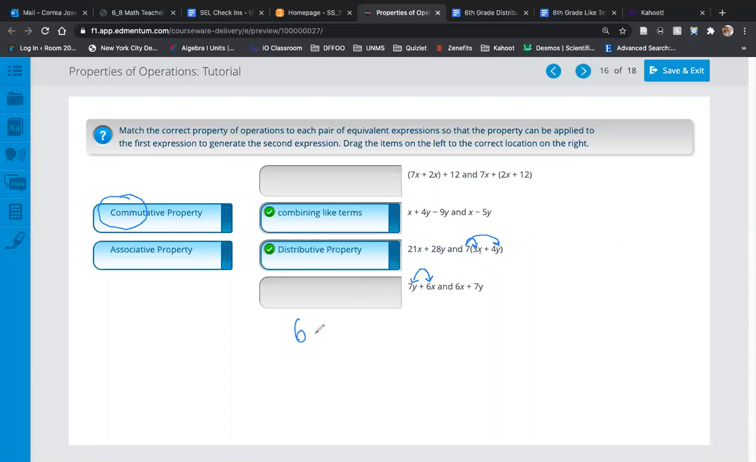It also works with multiplication. I could say something like 6 times 3 is equal to 3 times 6. Yes, Alice, you're correct. So last one is the commutative property. Again, commutative property just means that you can move things around, right? Also, we kind of did a commutative property earlier.